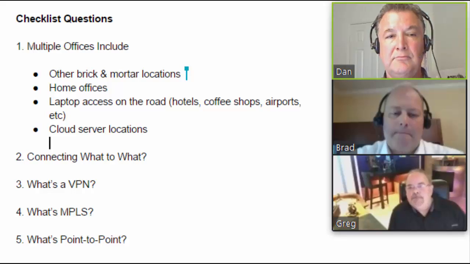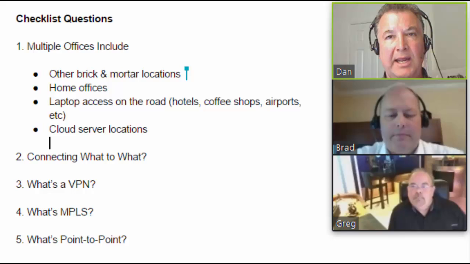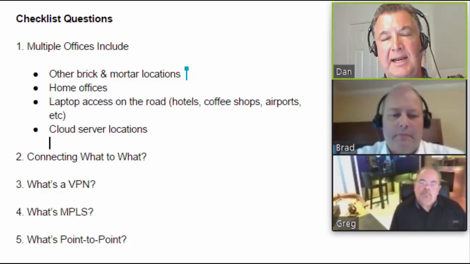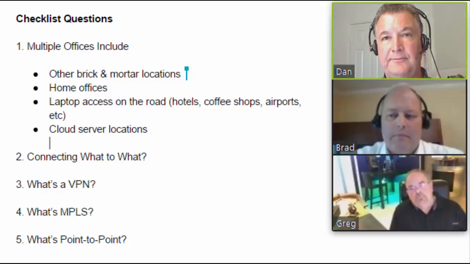And connecting what to what, our second bullet point, we're talking servers. What sort of servers are these people connecting in the different locations, or are they connecting to things in the cloud that require the VPN and SD-WAN? Brad, we'll start with you.